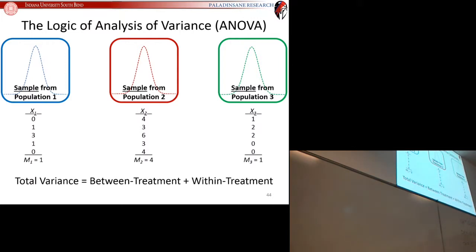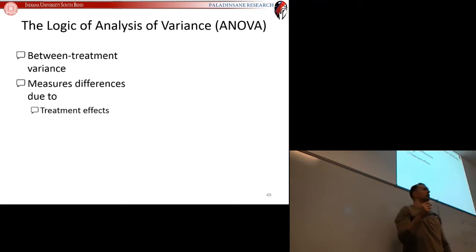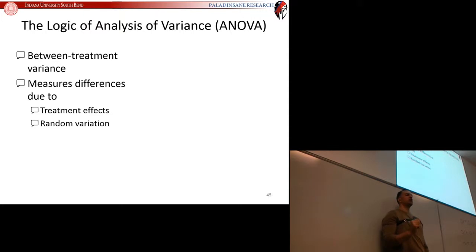And an ANOVA takes advantage of where the between treatment variance comes from and where the within treatment variance comes from, because they come from different sources. So they can be used to measure those different sources. So where do these variances come from? Well, between treatment variance measures differences that are due to treatment effects, and it measures differences that are due to random variation. So between treatment variance is caused by treatment effects and any random variation.